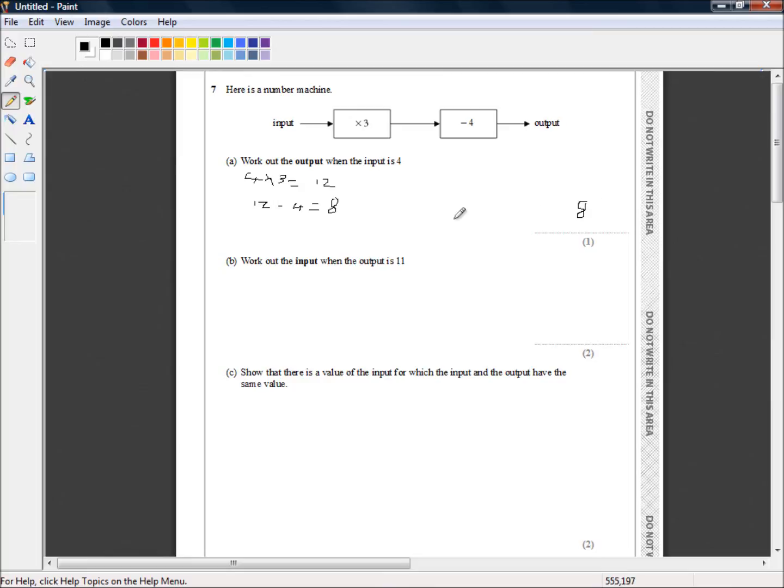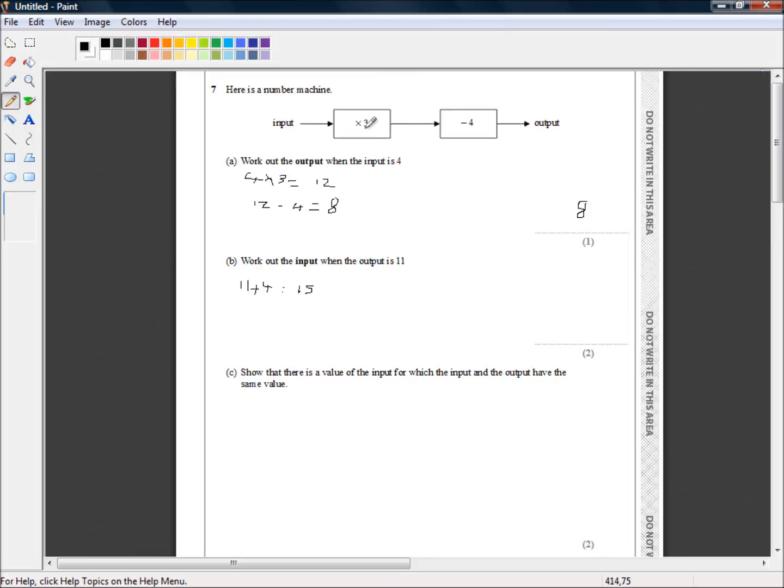So there's our answer. Work out the input when the output is 11. So we're now working backwards. So we're starting with 11. So we had to subtract 4 from something to get 11. So the way to do that is just simply to add 4 to 11. So 11 plus 4 is equal to 15.